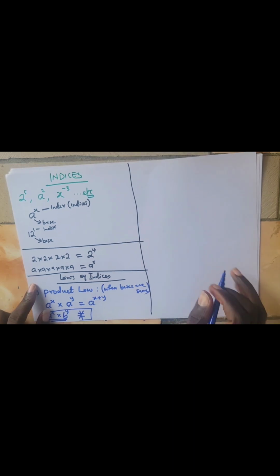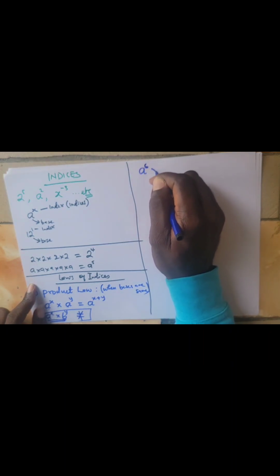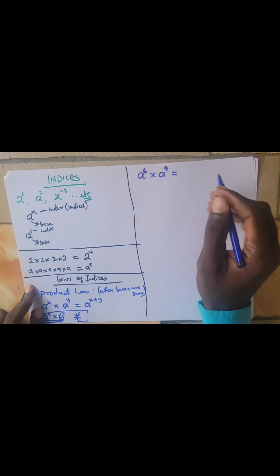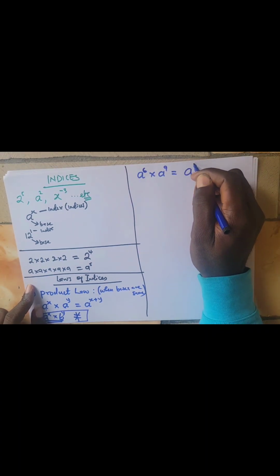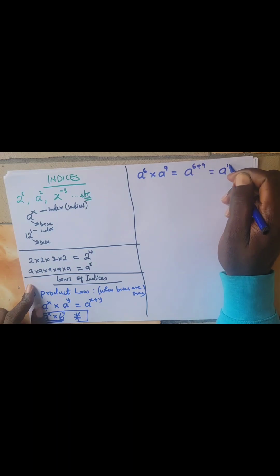For example, a raised to the power 6 times a raised to the power 9 is the same thing as a raised to the power 6 plus 9, which is a raised to the power 15.